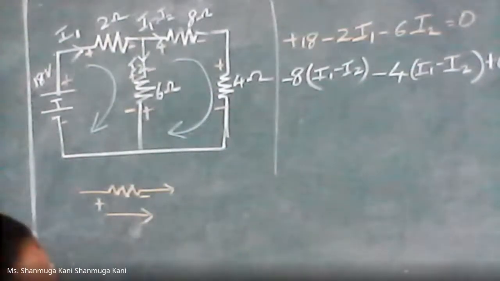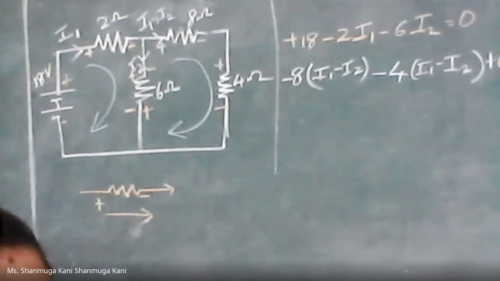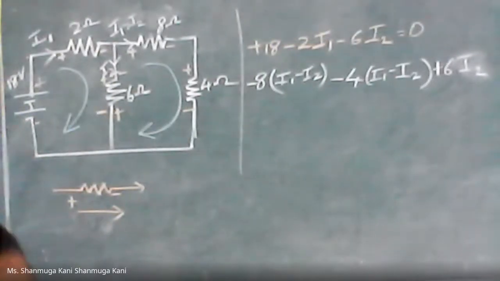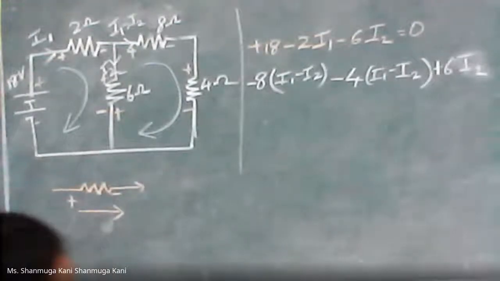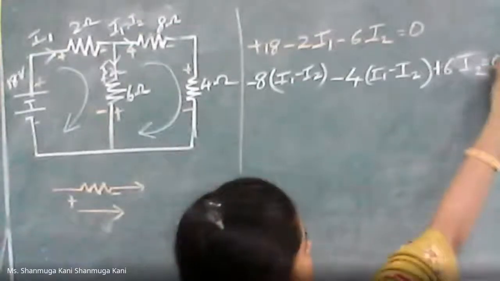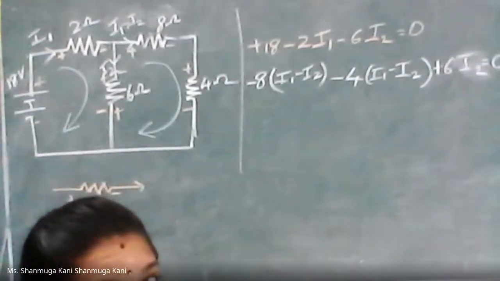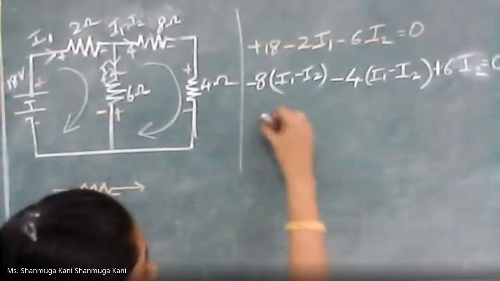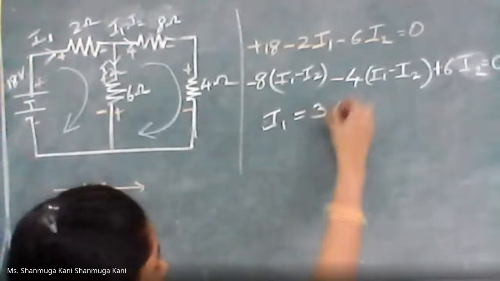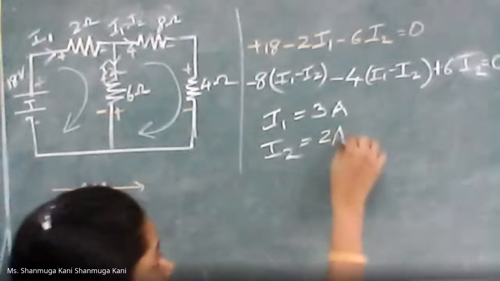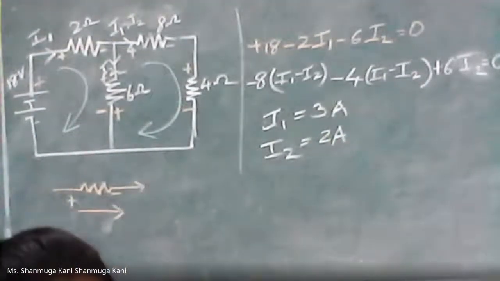When you solve these two equations, what is the current you are getting? I1 and I2. What will be the I1 and I2 value? This equation equal to 0. What is the I1, I2 value? On solving this, your I1 value will be equal to 3 amps and I2 value will be equal to 2 amps.